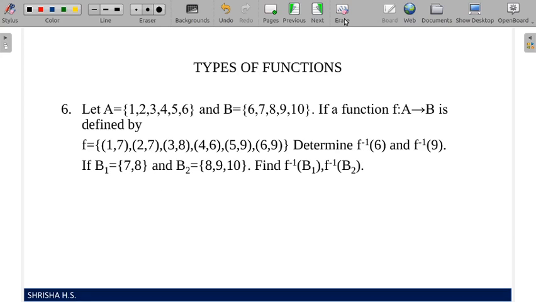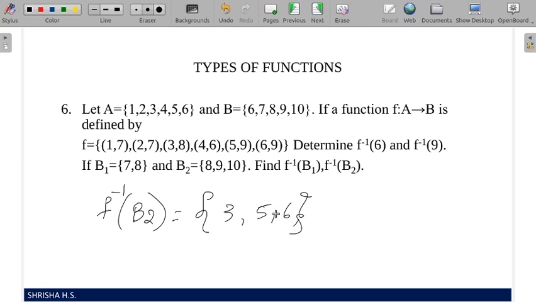So similarly, let's see it for B2 also. f inverse of B2. So what do we get? 8 here, 8 inverse is 3. 9 we have, so 5 and 6. And 10, we don't have anywhere, we don't have any inverse for that, so we stop here for 3, 5 and 6. So this will be the answer for f inverse of 6, f inverse of 9, f inverse of subset B1, and f inverse of subset B2.